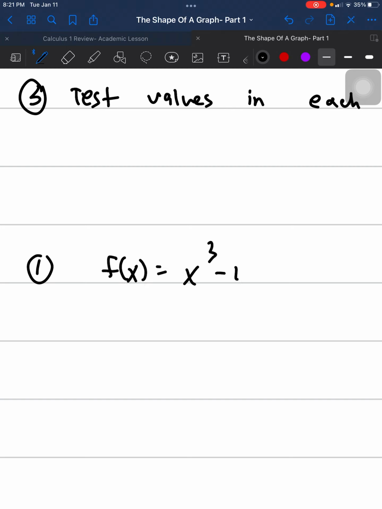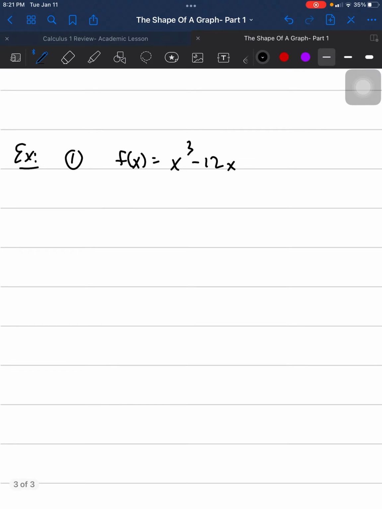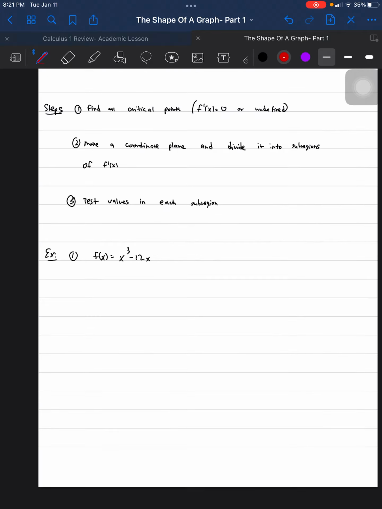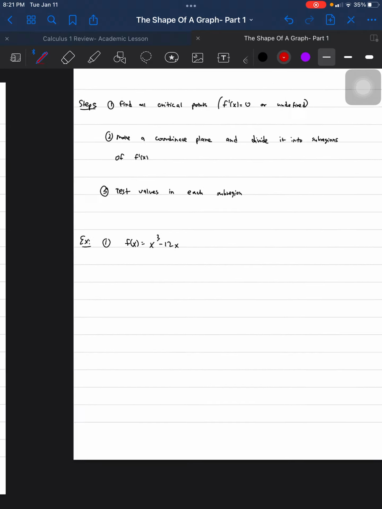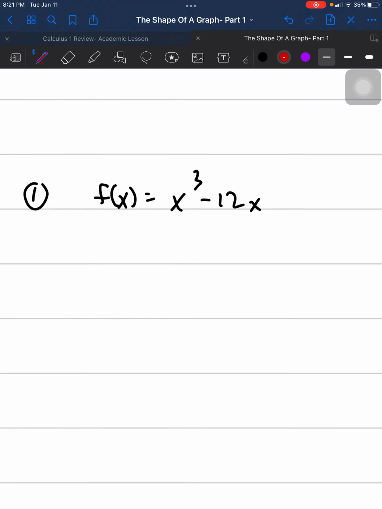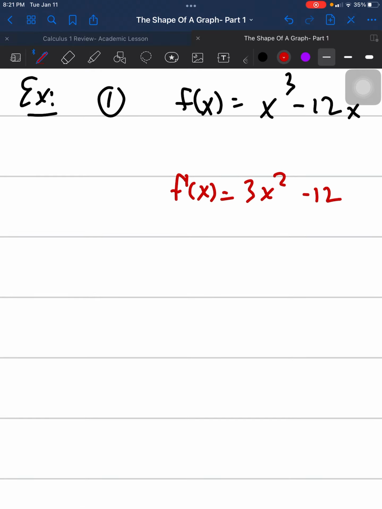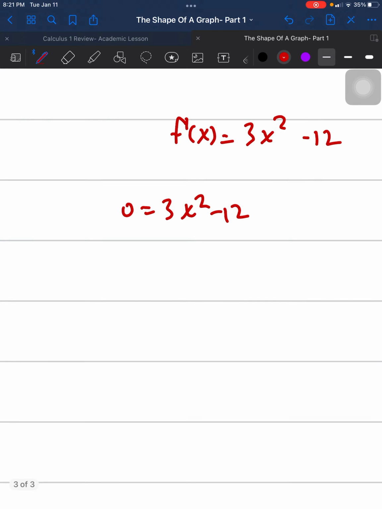So, example. We're going to use the function x cubed minus 12x. The first step is to find all the critical points, and that's where the derivative is equal to 0. So first we find the derivative: f prime of x is equal to 3x squared minus 12. Now we just set this equal to 0.